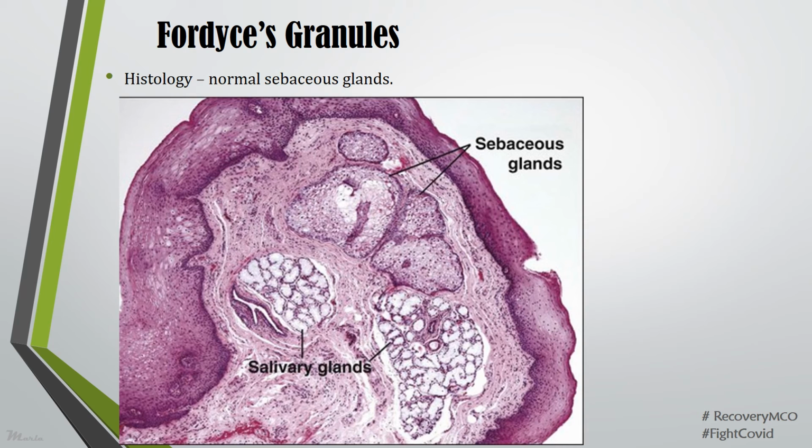So sebaceous glands are a normal component of the skin epithelium, whereas salivary glands are the normal component of the oral mucosa. However, in some cases we may also find the presence of sebaceous glands within the oral mucosa, and this is what leads to the presence of yellowish plaque-like areas referred to as Fordyce's granules. There is no associated significant pathology with this condition.